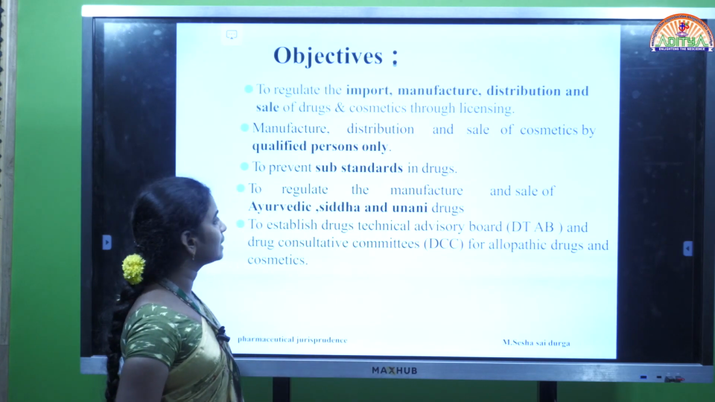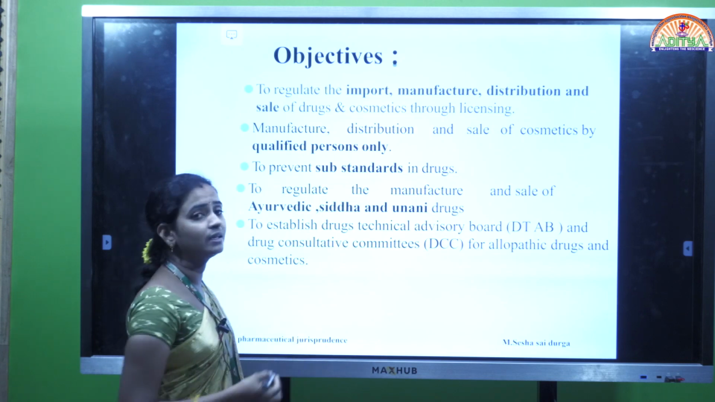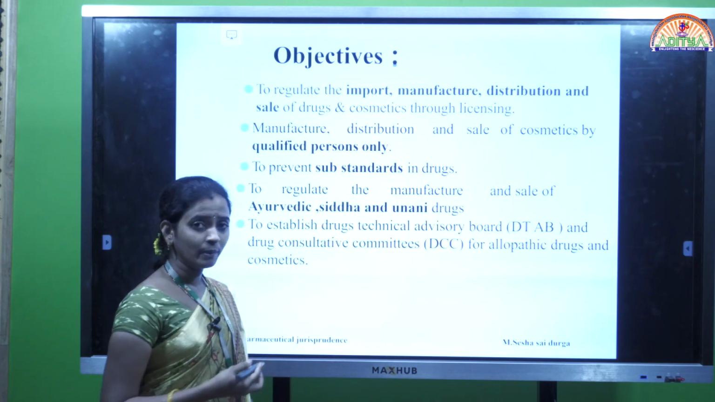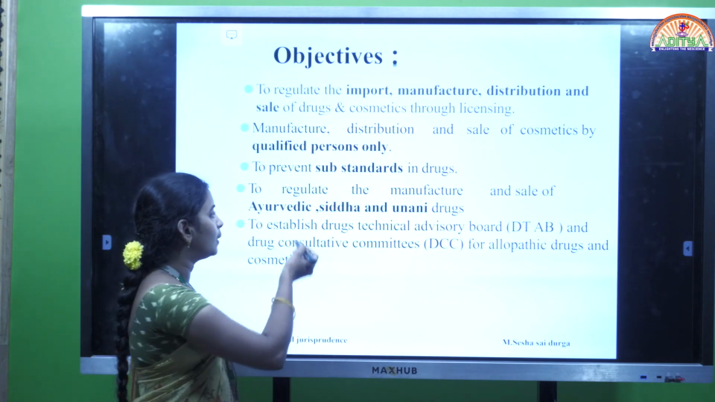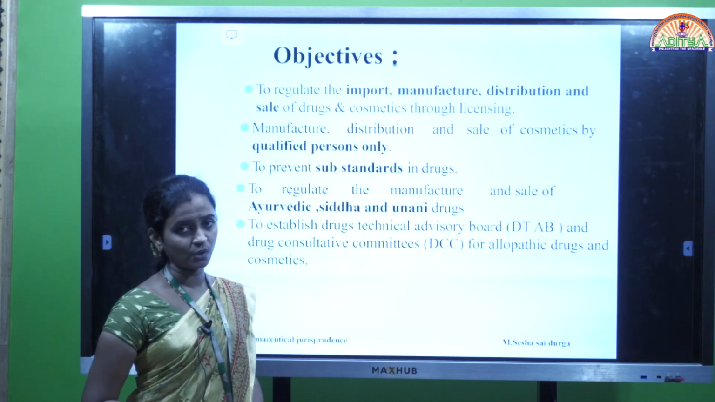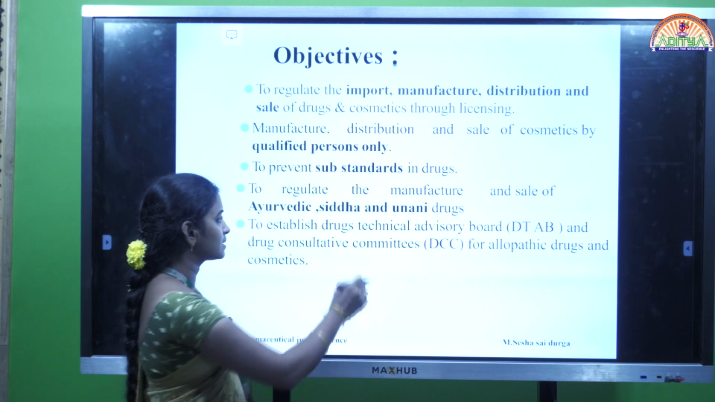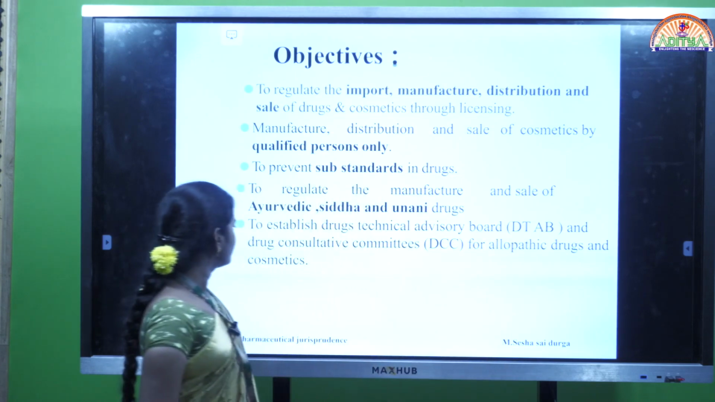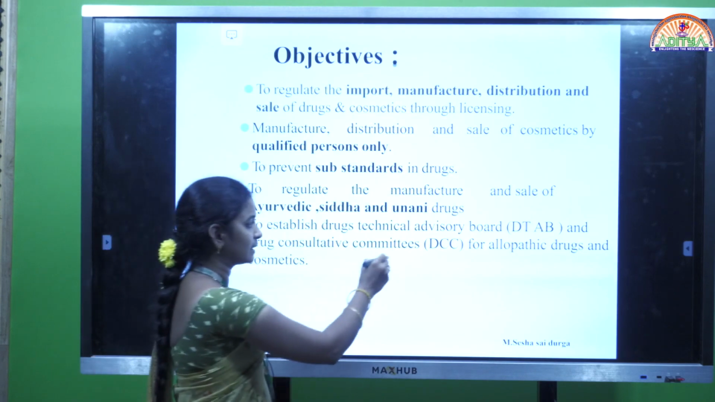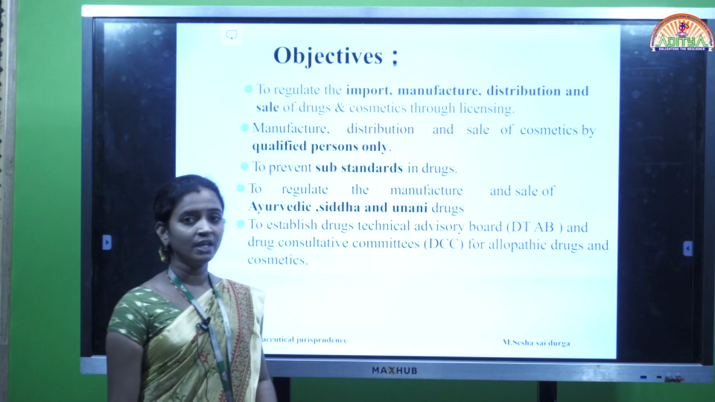And also to regulate the manufacture and sale of Ayurvedic, Siddha and Unani drugs. Not only the allopathic system, under this act we can also regulate the Ayurvedic, Siddha and Unani types of drugs. And the next one is to establish the Drugs Technical Advisory Board, that is DTAB, and the Drugs Consultative Committee, that is DCC, for allopathic drugs and cosmetics.